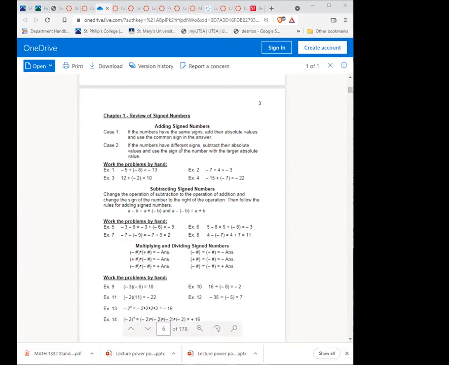Case 2, if the numbers have different signs, subtract their absolute values and use the sign of the number with the larger absolute value. So that's what you were talking about. So the bigger one is 12. So 12 minus 2 is 10. So you keep the sign of the biggest one. Since the positive was bigger, you keep this one positive. Okay. 7 minus 4 is 3, and you keep the sign of the bigger one, so minus 3. Or negative 7 plus 4 is 3. However you want to think about it. That's what case 2 is telling you to do. Okay. Does that make sense?